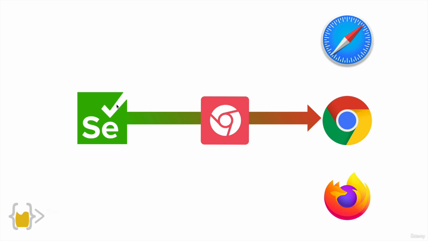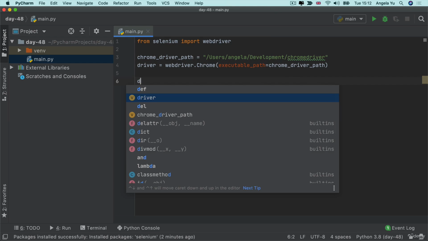So there'll be a different driver for Safari and there'll be a different driver for Firefox. And just by switching up those drivers, it'll tell Selenium how to work with the latest version of these browsers. All we have to do is now use it.